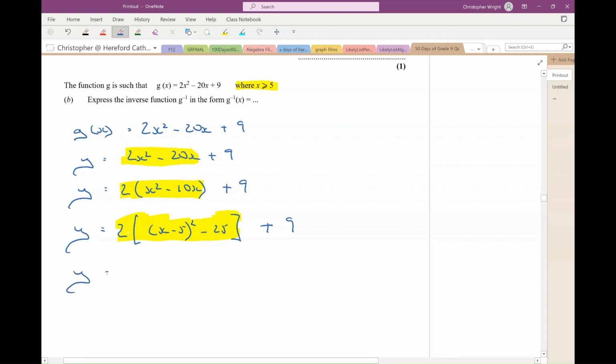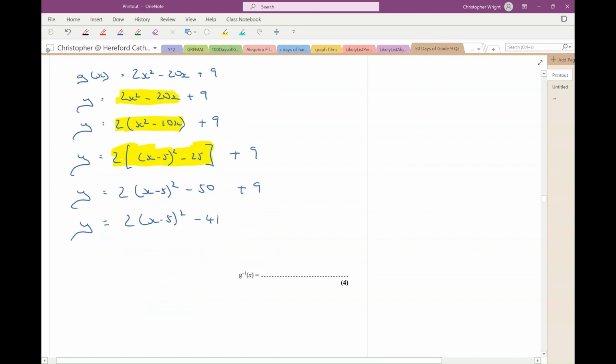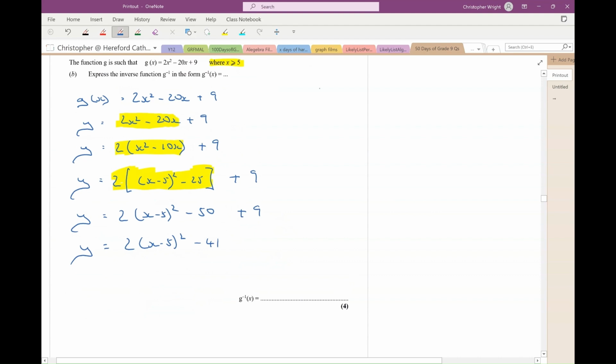Now it's still the case that those yellow expressions are equal to each other. Now let's multiply out the square bracket. 2 lots of x minus 5 squared minus 50, copy down the plus 9. Now 2 lots of x minus 5 squared minus 50 plus 9 is minus 41. So that's what y equals, and now I simply need to make x the subject of that. So let's add 41 to both sides. I'm going to come up here now. So I'm going to have y plus 41 equals 2 lots of x minus 5 squared. Divide both sides by 2. Y plus 41 over 2 equals x minus 5 squared.